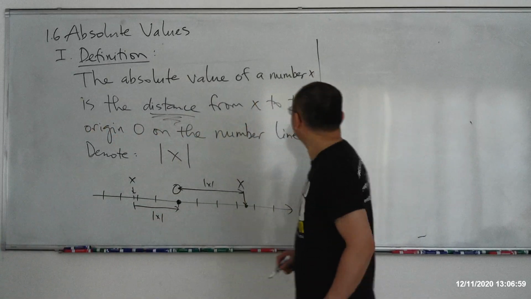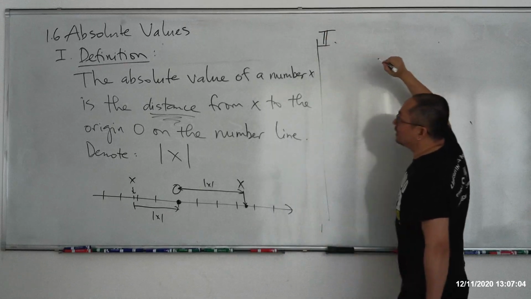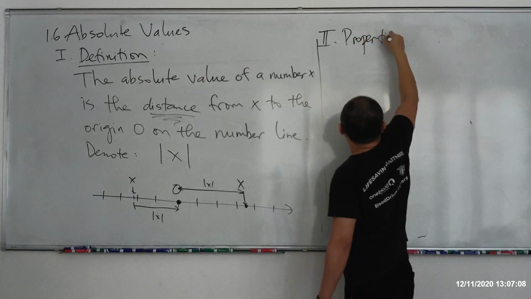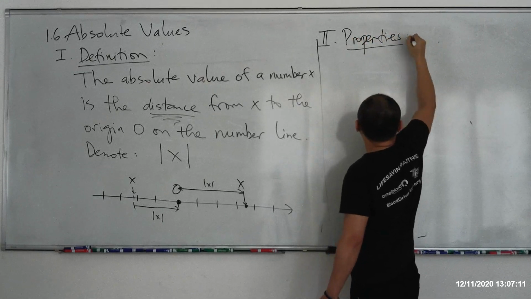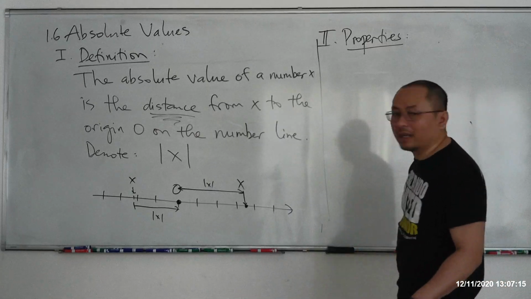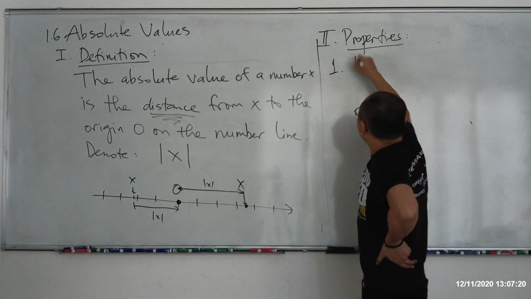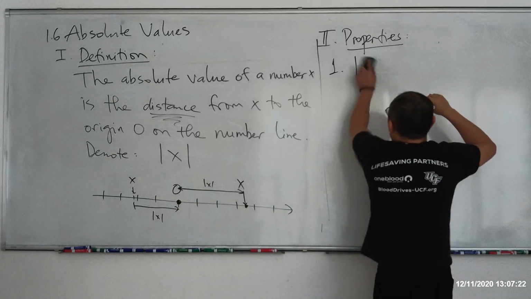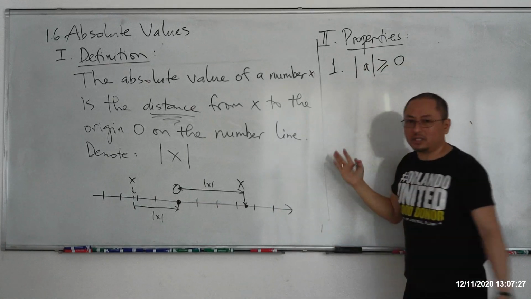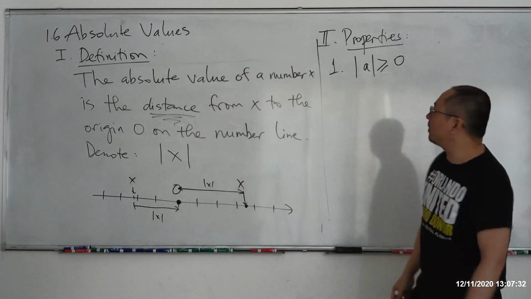Okay. After having a definition, I'm going to talk about some basic properties of absolute value. Some properties. Since the absolute value means a distance, and you know that distance will never be negative. So the first property says this: absolute value of a, any number. Okay, I don't know what it is, but it is always greater than or equal to 0. Because distance will never be negative, right? So this from origin to any number is going to be a positive number.